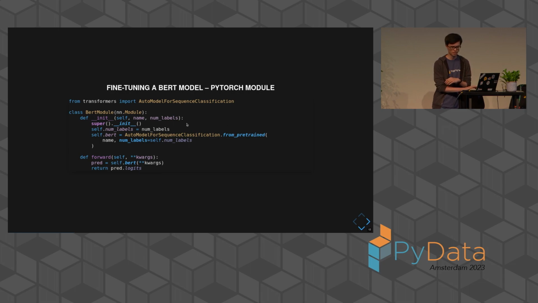So let's look at what we need. We have an init, which takes two arguments, the name, which is going to be the name of the model, and the num_labels, and this is going to be the number of classes. So scikit-learn calls it classes, here it's labels. And we will just load the pre-trained model here and pass the arguments. So nothing really happening there. And for the forward, we would just call the model and return the logits. So it's a really light wrapper around Hugging Face transformers.